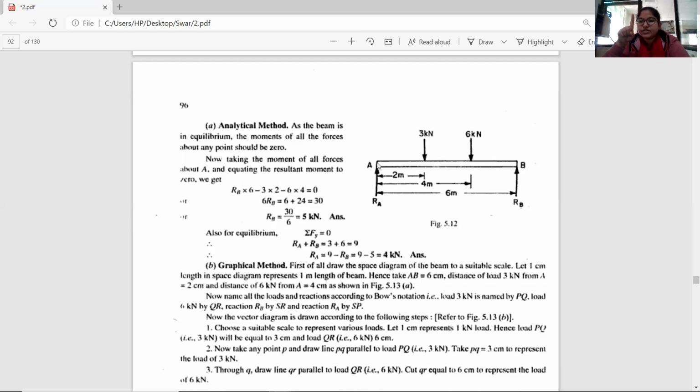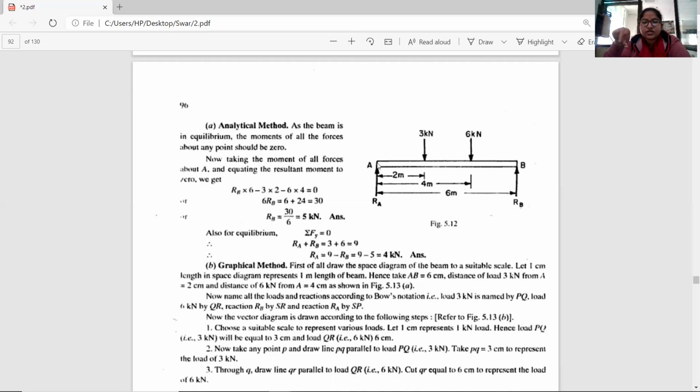Sigma h equals to 0, sigma v equals to 0, and sigma m equals to 0. There are three equations. What is sigma h, what is sigma v, and what is sigma m? Sigma h means the sum of all my horizontal reactions is equal to 0. That is my first equilibrium equation.